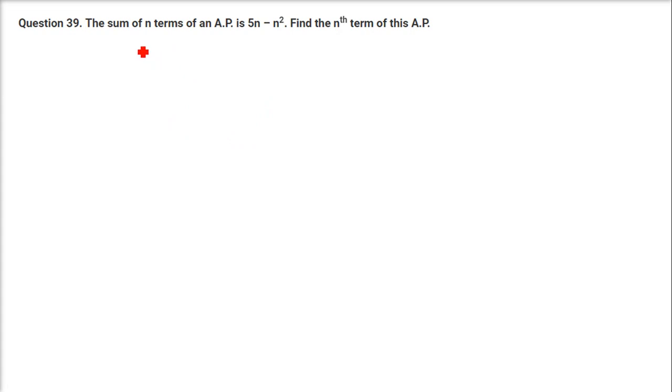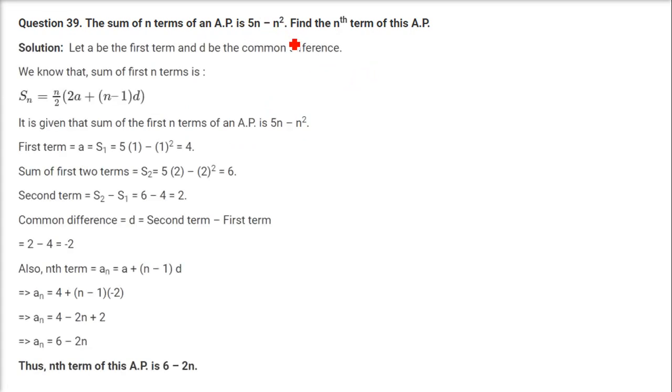Similarly, we will do like this. The sum of n terms is this one, 5n minus n square. We have to find the nth term of an AP. So this, you can write an will be Sn minus Sn minus 1. This is one way we just saw. So how to do it in another way?